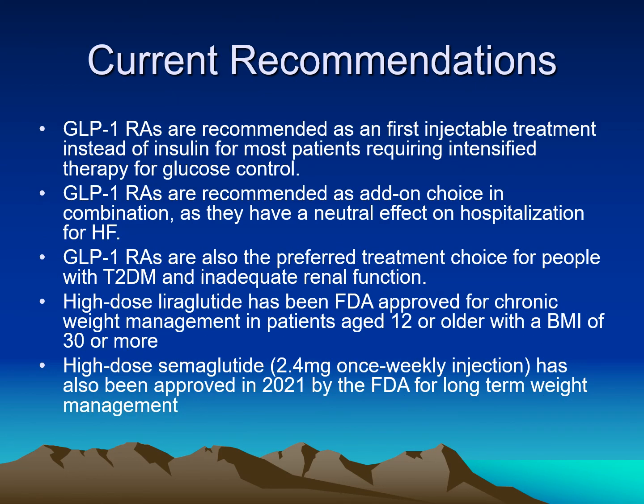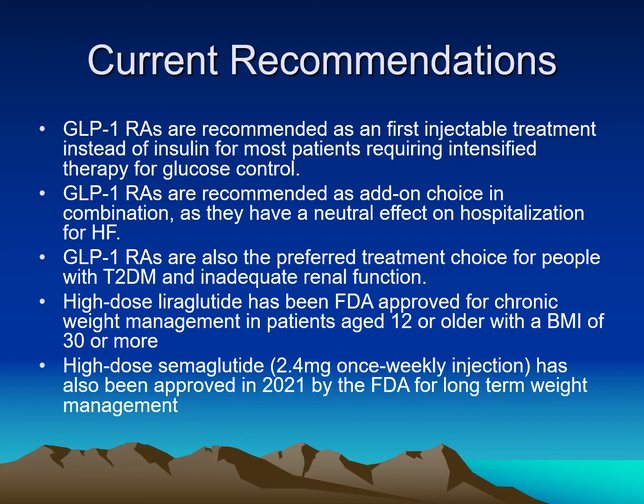Current recommendations are that GLP-1 receptor agonists are recommended as the first injectable treatment instead of insulin for most patients requiring intensified therapy. GLP-1 receptor agonists are recommended as an add-on choice in combination with other agents, and have a neutral effect on hospitalization for heart failure. GLP-1 receptor agonists are also the preferred treatment choice for people with type 2 diabetes with inadequate renal function.